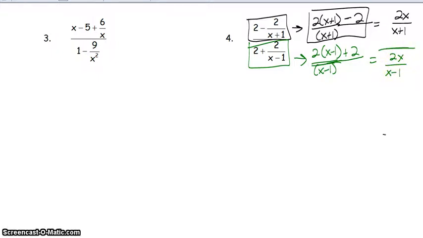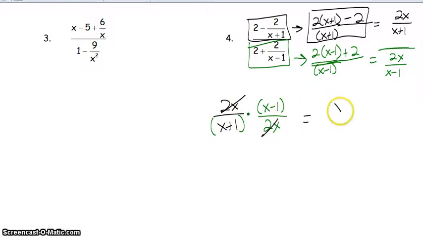Okay, last step for this one. This one's actually not that bad. Flip the bottom fraction and then multiply. So the top is 2x over x plus 1 times, I'm flipping the other one, x minus 1 over 2x. Since we now have multiplication, we can start canceling like terms. Remember, this is also a grouping. The only things that cancel are the two x's. So the final answer for this one is x minus 1 over x plus 1. And that's all you can do with it.